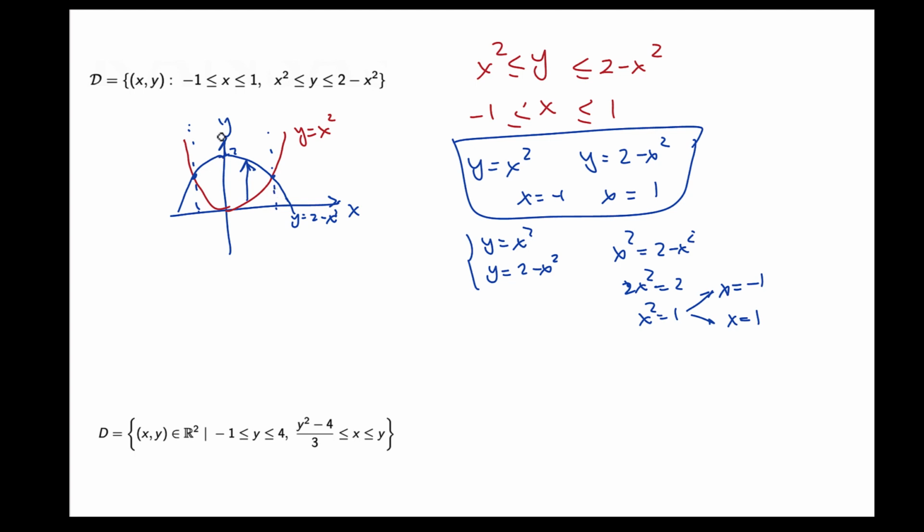Now the next thing that you want to do is, with the arrow and confirmed with the endpoints, you know the region, so you want to shade the region. And that's the region that is mentioned here. That's all the points in D such that x is between -1 and 1, and y is between x squared and 2 minus x squared.